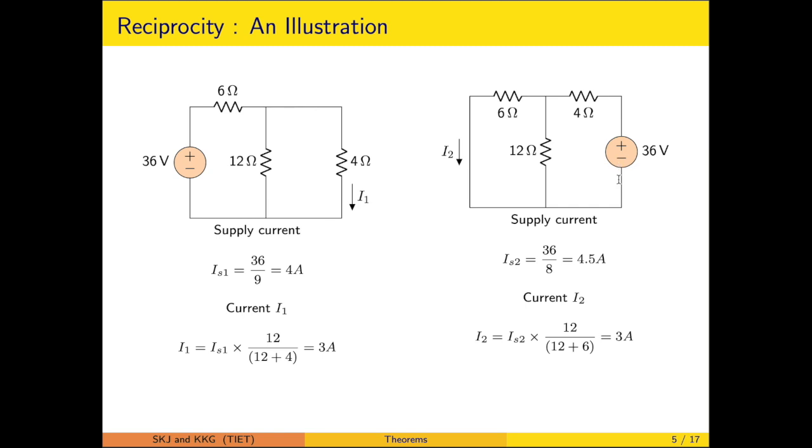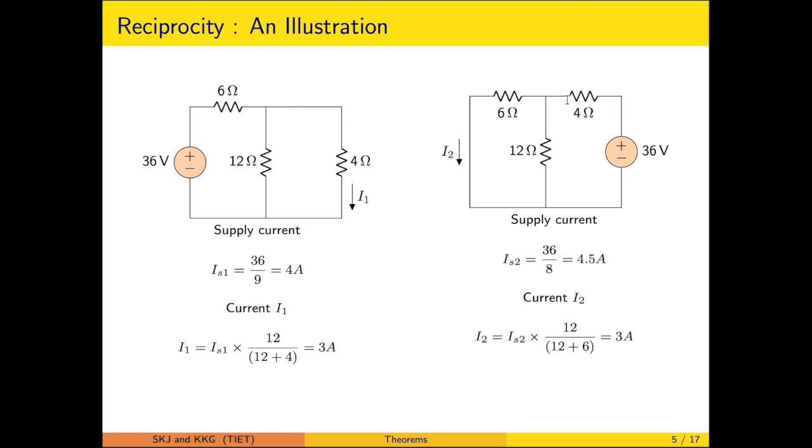Now in the second diagram, we have simply changed the positions. So first of all, you have to find the equivalent of 6 and 12. That constitutes the 4 ohm, which is equal to 12 into 6 upon 12 plus 6. So that is 4 ohms. This 4 and 4 are added in series, so that is 8 ohms.